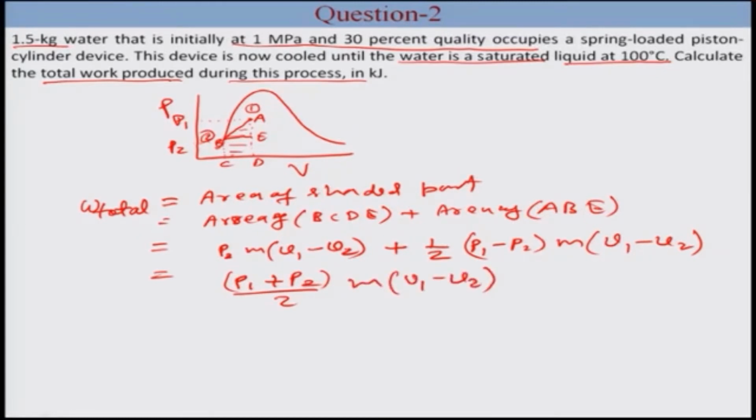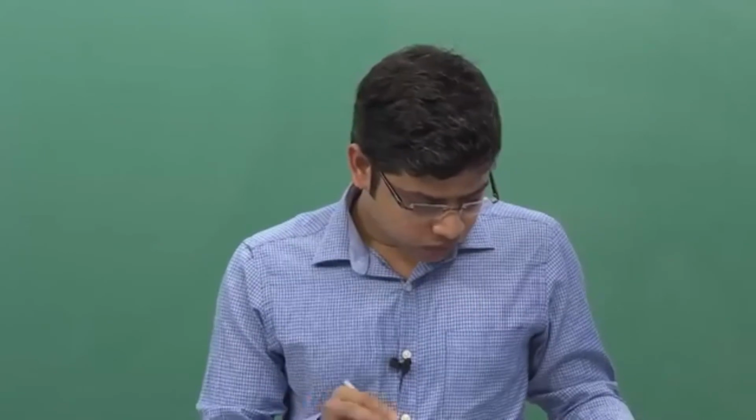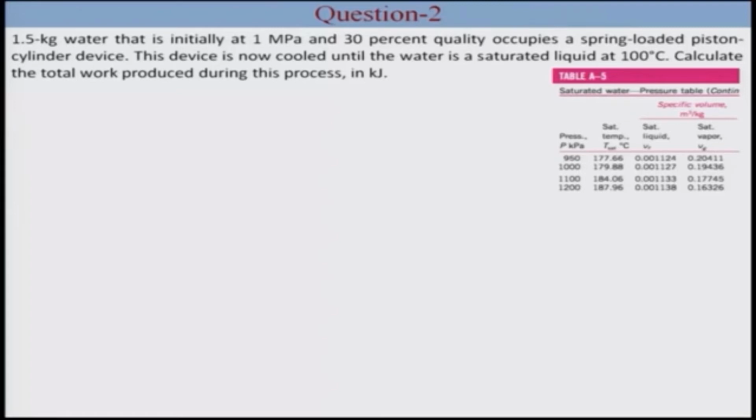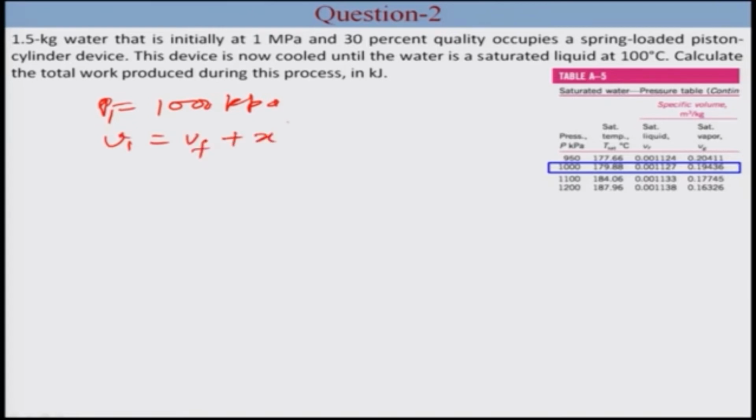Okay, so this is our first expression. Now we need to know the value of these variables P1, P2, V1 and V2. Initially we know P1 equal to 1000 kilopascal, so the corresponding V1 can be calculated as Vf plus x times (Vg minus Vf). These values can be taken from the saturated water table corresponding to 1000 kilopascal, which is here.